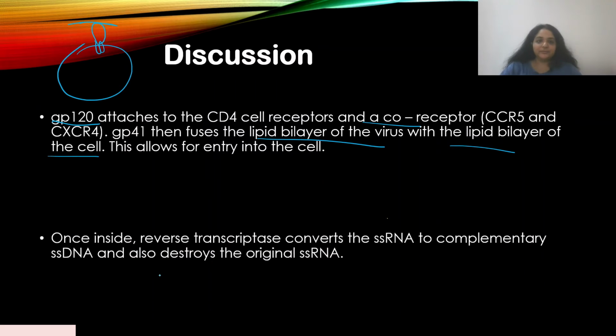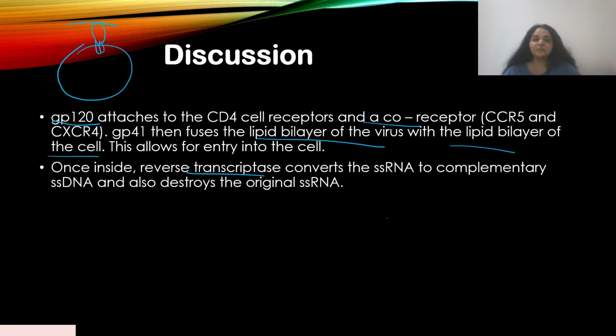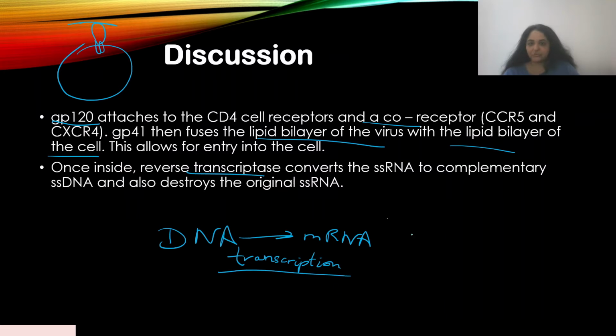All right. Now once inside, reverse transcriptase has to do its job. Now understand the central dogma. I hope you know what the central dogma is, how protein synthesis happens from DNA. So you have DNA. This is the normal way of doing things. DNA gets converted to mRNA, which is transcription. And eventually it forms proteins from mRNA, which contains the code for those proteins, and it gets translated into proteins. So this is translation.